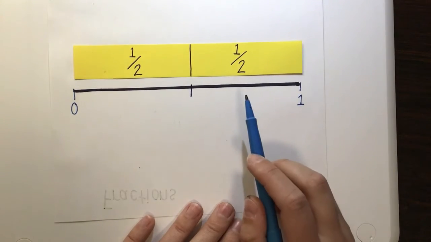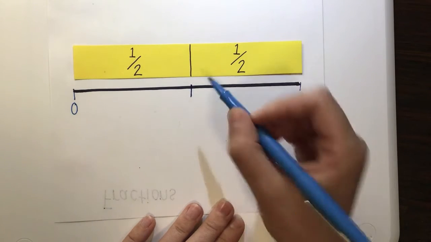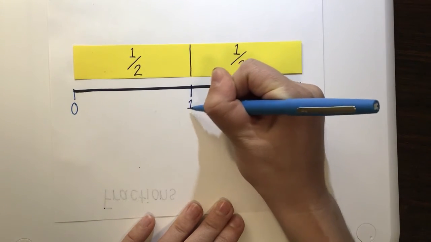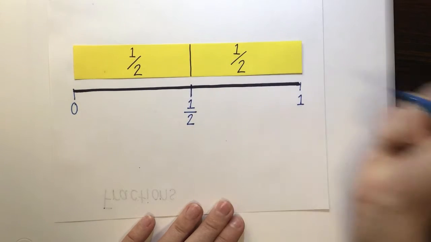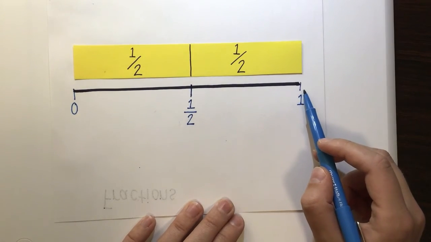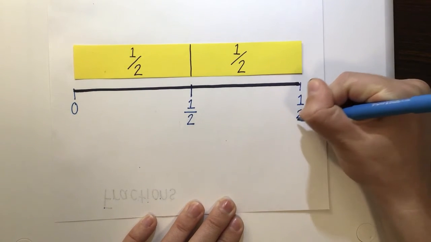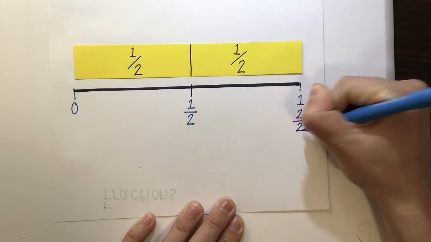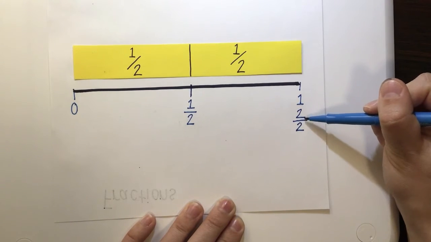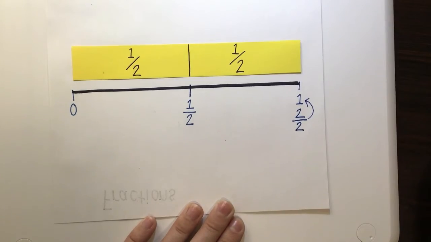If I was showing this on a number line though, I know from 0 to this little marker here is 1/2. This is how I would label it on a number line. And then from 1/2 to 1, I have 2/2 or 1 whole. So I'm going to label 2/2. When it's the same number over the same number, it's also equal to 1 whole.